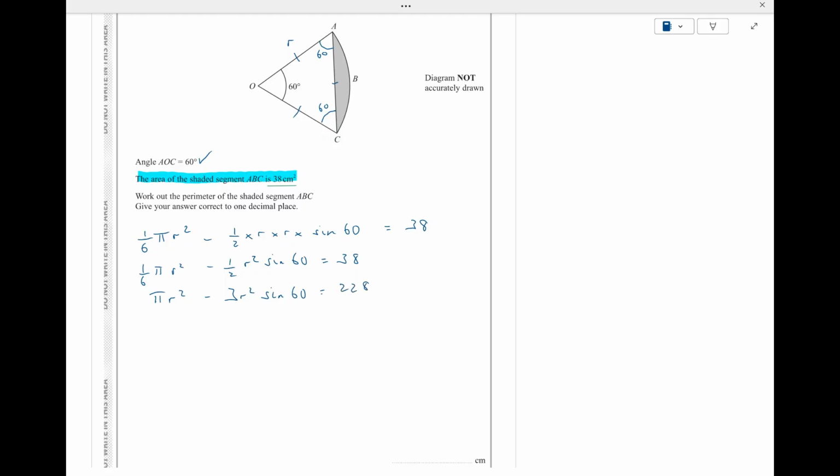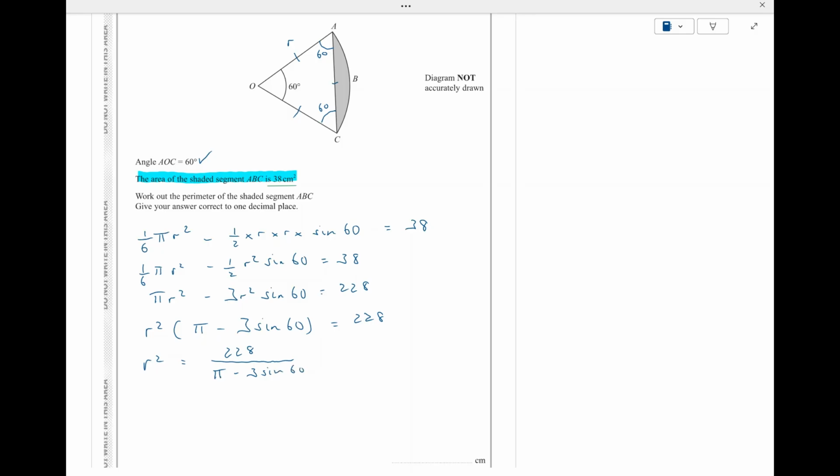Okay. Right. Now I need to find r, or r squared. So I'm going to pull the r squared out of here. I'm going to get r squared times pi minus 3 sine 60. I'm going to factorize and divide, just like I do when you're making something the subject. I suppose after all we are making r the subject here, aren't we? So there is my expression for r squared.